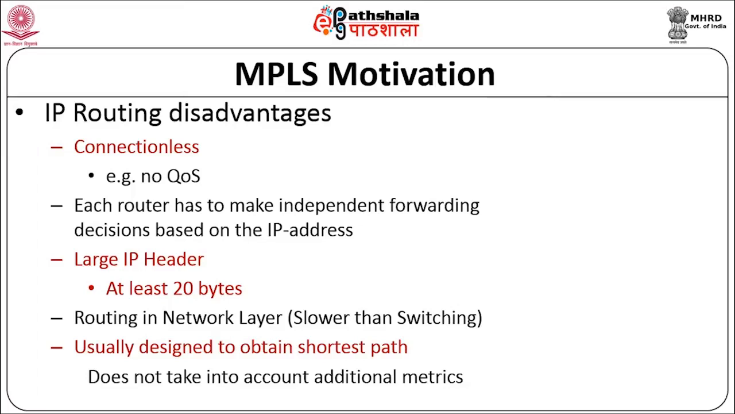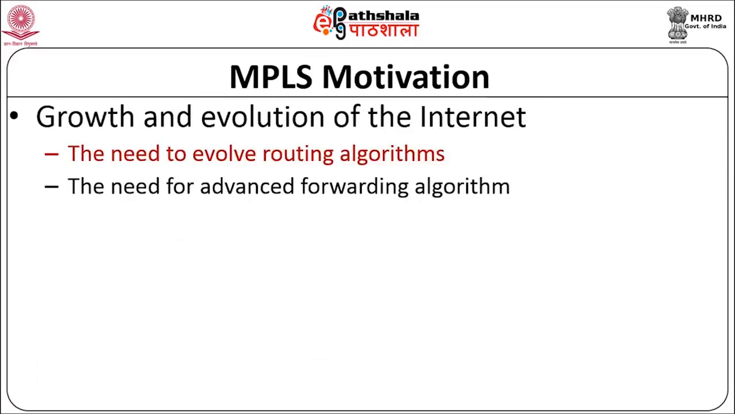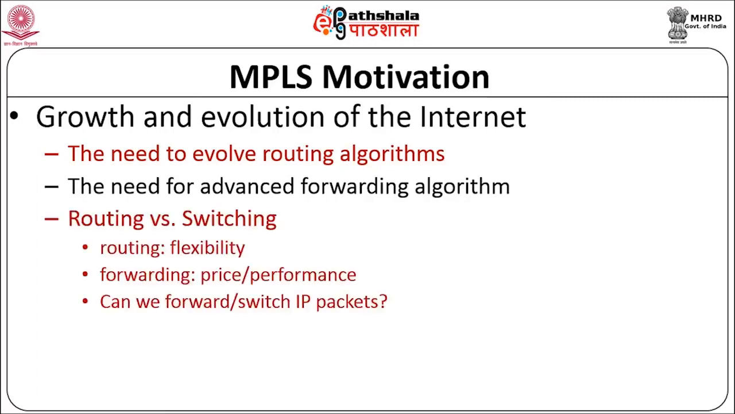Now the requirement for QoS, the requirement of faster processing, all these things have come about because many new applications have come up which demand a lot of bandwidth and a lot of speed from the internet. So with the growth and the evolution of the internet, there is a need to evolve the routing algorithms. There is a need for an advanced and efficient forwarding algorithm.